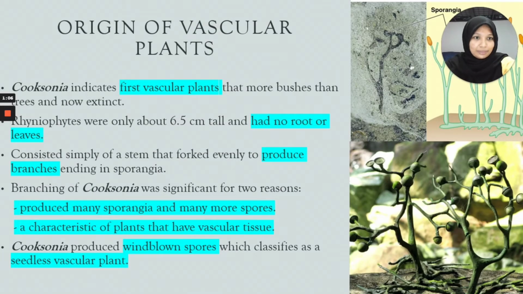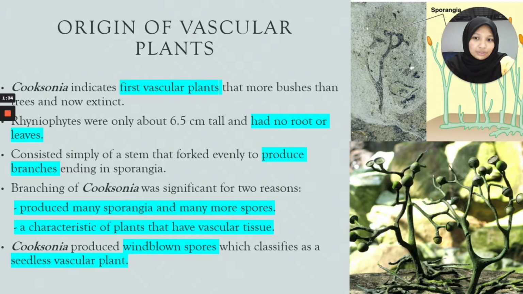Origin of vascular plants. The fossils indicate the first plants were bushes, not trees, and are now extinct. One is Cooksonia. Cooksonia is a rhyniophyte, a group of vascular plants that flourished during the Silurian period. Rhyniophytes were only about 6.5 cm tall and had no roots or leaves. They consisted simply of a stem that forked evenly to produce branches ending in sporangia.